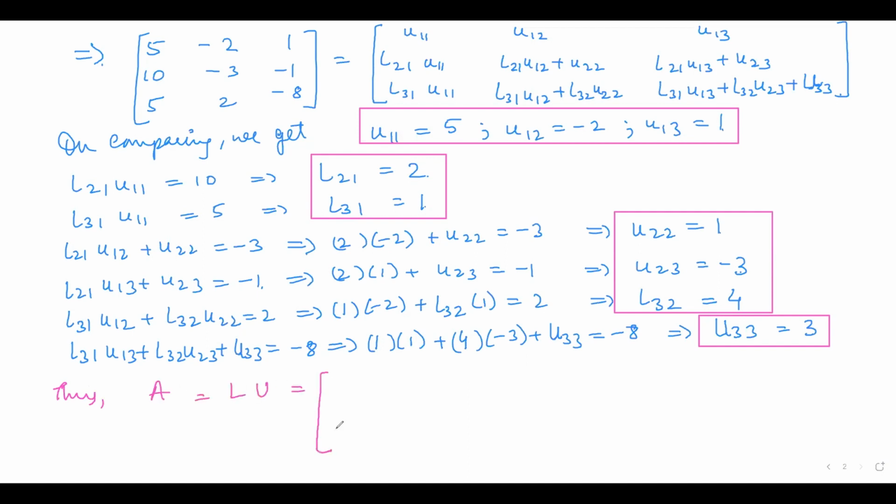So L is 1, 0, 0, then 2, 1, 0, L31 is 1, and L32 is coming out to be 4. Just substitute the values. This is 1. So U11 is 5, U12 is minus 2, then 1. U22 is 1, U23 is -3, and U33 is 3. So this is our A. This is the first step to find the solution using the LU factorization method.